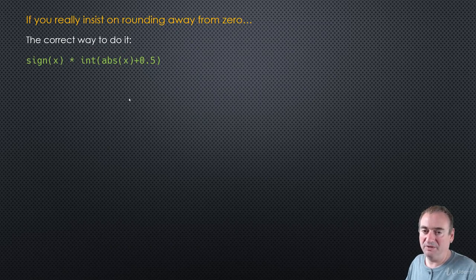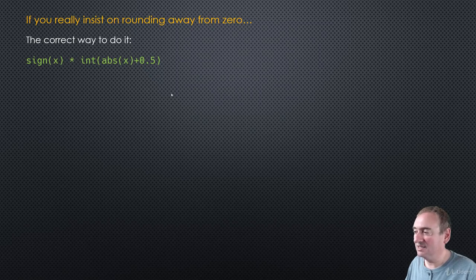Forget about the sign. Forget about whether it's negative or positive. So take the absolute value of x, add 0.5 to it, and then truncate it. So basically what we had before in the last slide, except that we have to take the absolute value of x. And then, after we have that result, put back the sign.